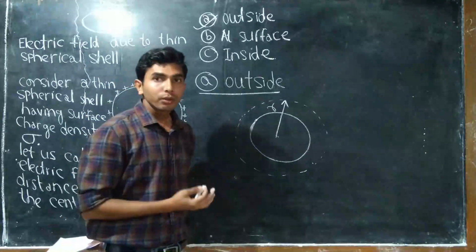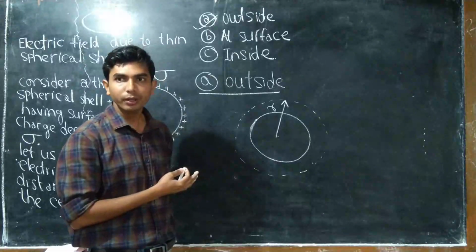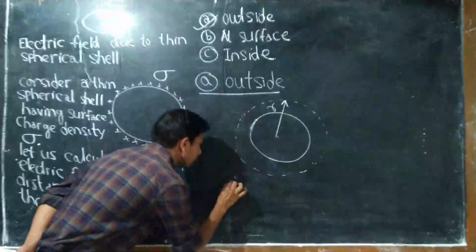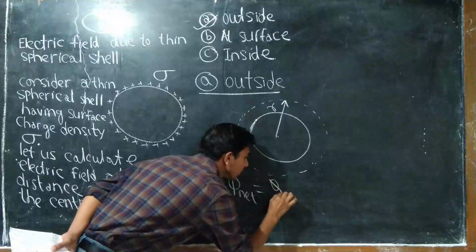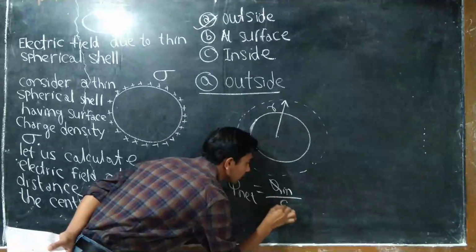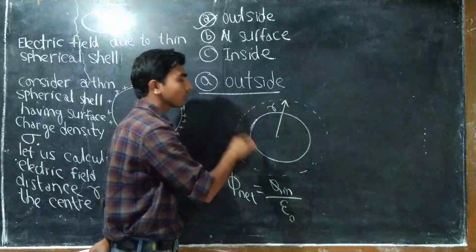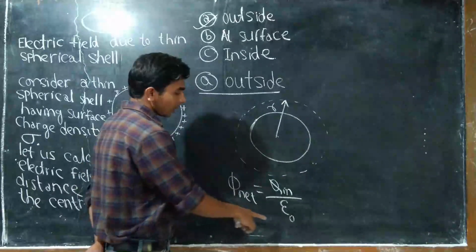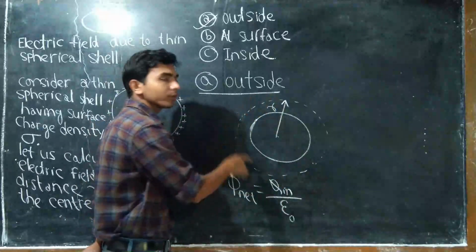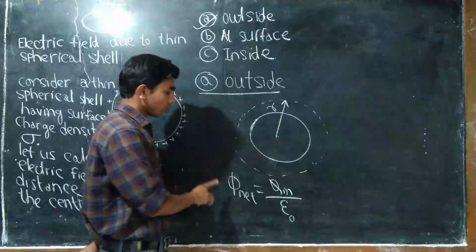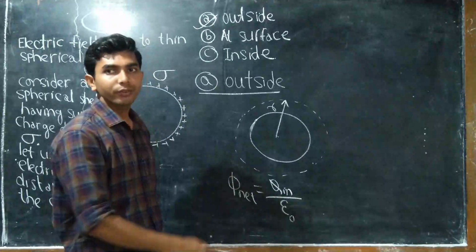As I told you, I am going to calculate the electric field with the help of Gauss law. And Gauss law is phi net equal to Q in by epsilon 0. Q in is the charge inside this Gaussian surface, and phi net is the flux passing through the Gaussian surface. So to calculate the electric field, first we have to find the flux.